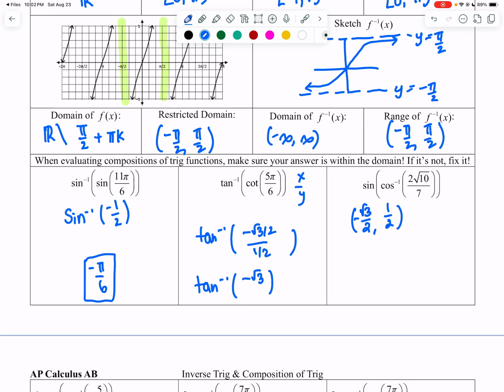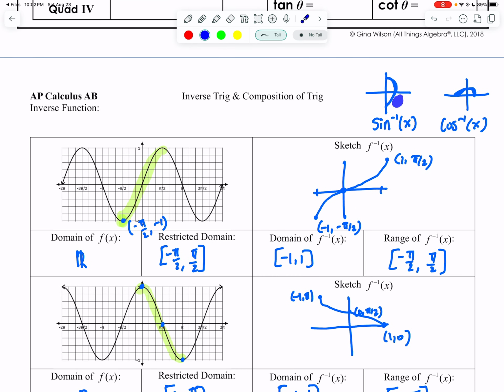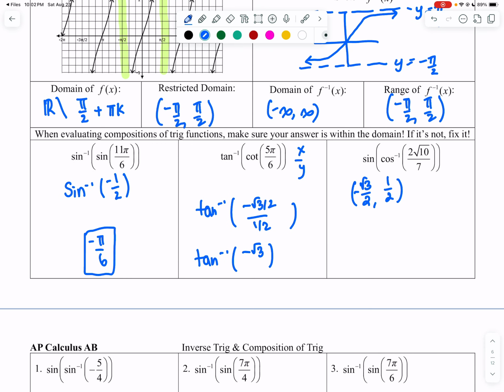Okay, so with negative root 3, I need to think about inverse tangent of negative root 3 and where that is. It's either going to be in quadrants 2 or 4, but remember how with inverse tangent, it should be in quadrant 4 right here. So that would be whenever I have 1/2 and negative root 3 over 2, and that is 5 pi over 3. The problem is 5 pi over 3 is not in my range because remember inverse tangent is negative pi over 2 to pi over 2. So this right here becomes negative pi over 3.